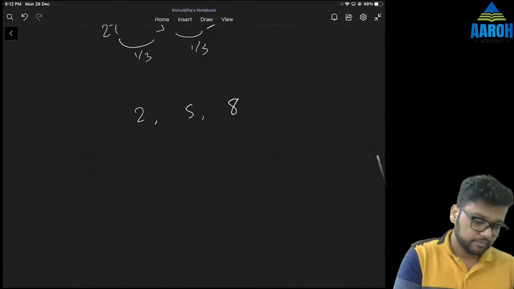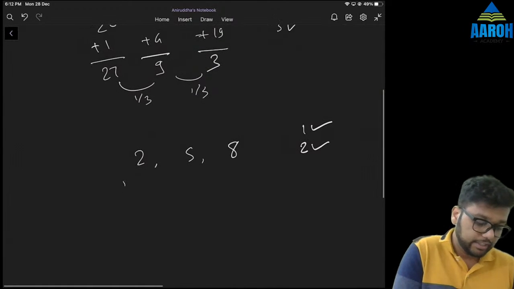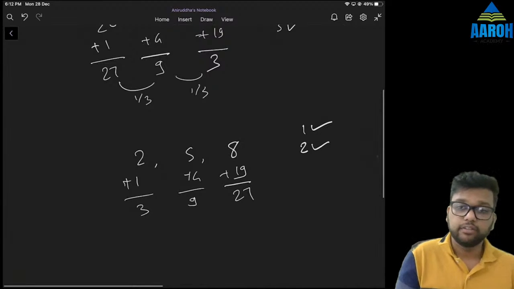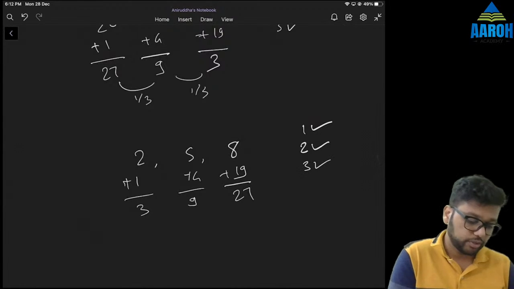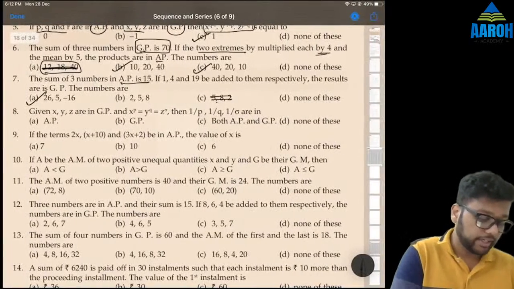Let's check their sum. Sum is 15, so first condition is satisfied. They are in AP, so second condition is satisfied. Third condition is plus 1, plus 4, plus 19. That is 3, 9 and 27. So third condition is also satisfied because common ratio is 3. Right? That means B is also the correct answer.